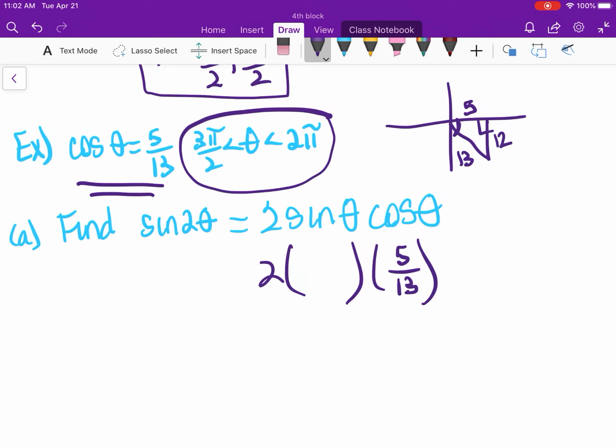However, we are in quadrant 4, so if I'm finding my sine value, I know sine's going to be negative, so don't forget your negative there. And then sine is opposite over hypotenuse. Now, if I multiply that out, my numerator is negative 60 times 2 would be negative 120, and then 13 times 13 is 169.